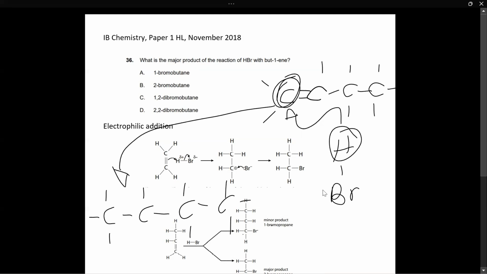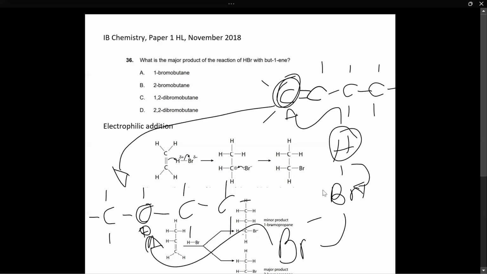Now this carbon over here is going to have the positive charge on it, right? And this bromine, which has broken away from the hydrogen bromide via heterolytic fission, it's going to have a negative charge, and it's going to go and attach itself to carbon number 2. And what we end up with is 2-bromobutane, because the bromine is on the second carbon. So the correct answer is not 1-bromobutane, because 1-bromobutane would not be the major product. It would be the minor product.